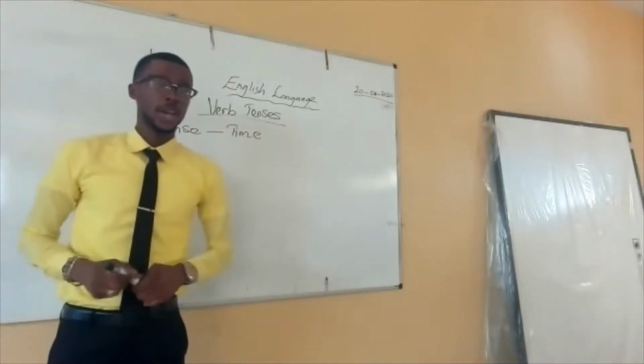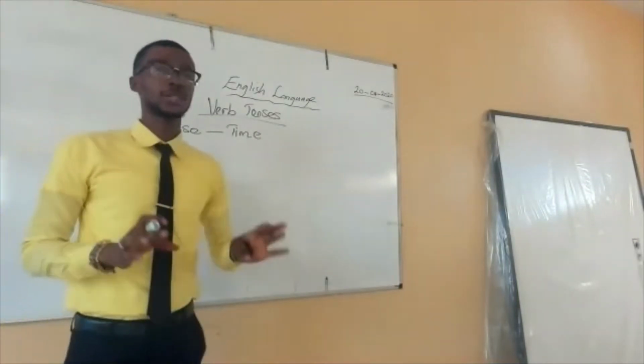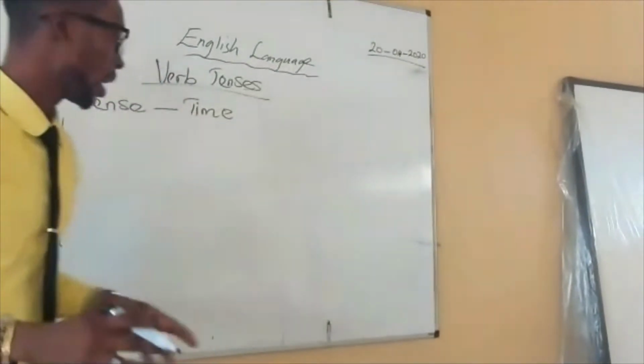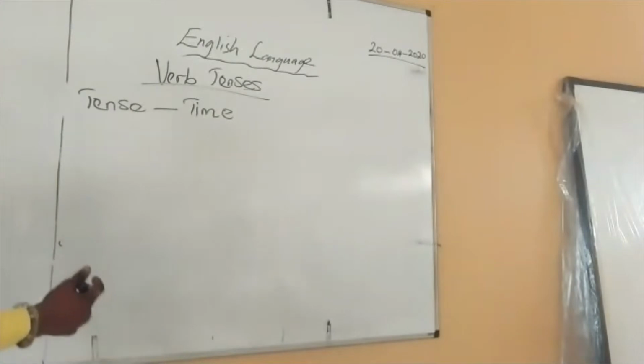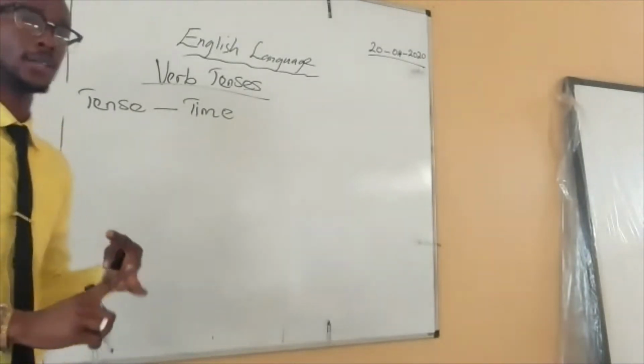But in order for us to have a solid foundation, we are going to conjugate some of the verbs because we are really going to need them as we proceed. I want to use this part of the board to conjugate the verbs to be, to have, and to do.